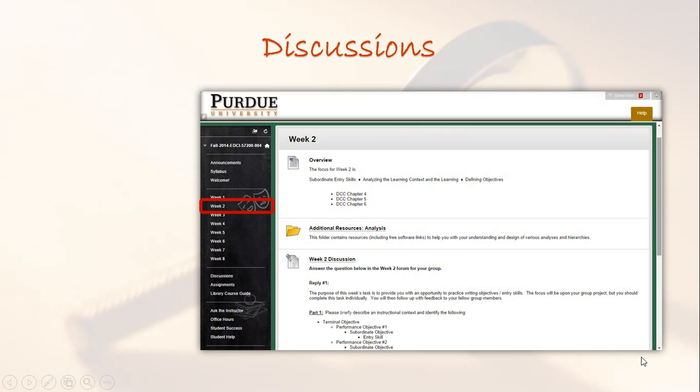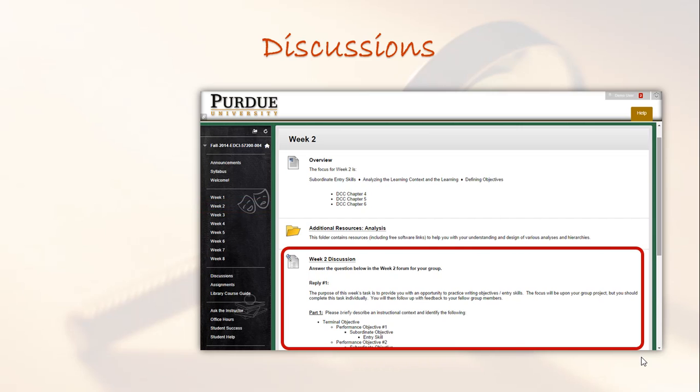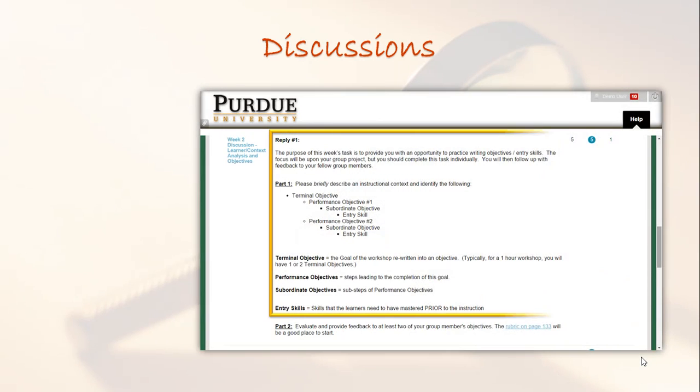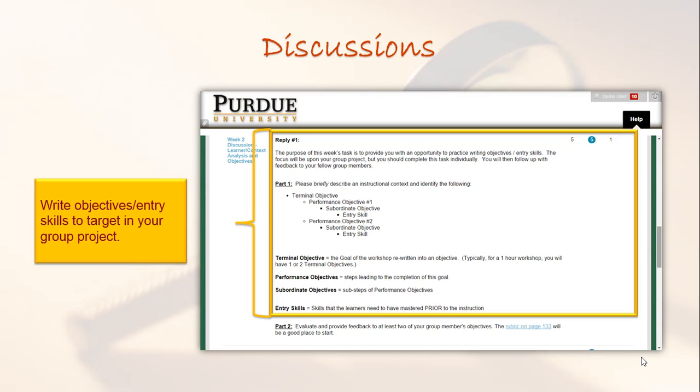You'll be able to access the instructions for discussions this week if you click on week 2 and then look for the week 2 discussion prompt. But also if you click on the discussions link on the course menu. So we only have one reply prompt for this week. And it basically asks you to write objectives and entry skills to target in your group project.